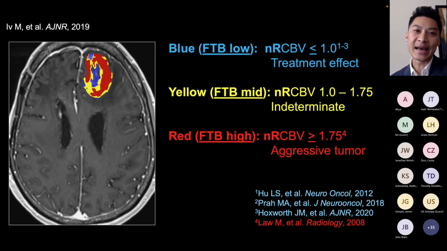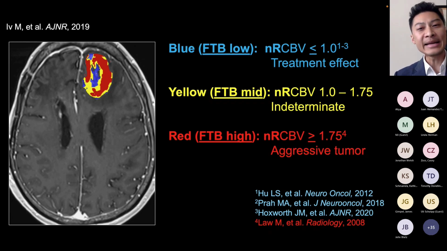Now, the thresholds we decided to test out were thresholds that were studied in the literature. So many histopathologic studies with imaging, localized guidance showed that a threshold of 1.0 was able to differentiate between treatment effect and tumor. So essentially, anything with a blood value greater than 1 was most likely to indicate tumor. But we wanted to test a second threshold. And when we looked at what threshold was indicative of aggressive tumor, we saw a normalized threshold of 1.75. So we wanted to test out both of these thresholds.